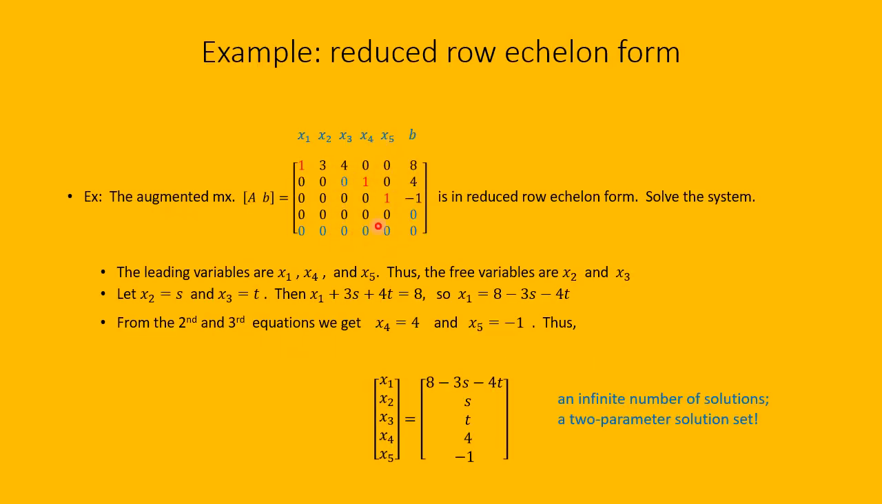Here is an example of a matrix in reduced row echelon form. If we look at this matrix, in the first row, the leading non-zero element is right here, and it's a 1. Everything else in that column is zeros. Go to the second row, and the leftmost element is a 1. The leading element is 1, and everything else in this row is zeros.